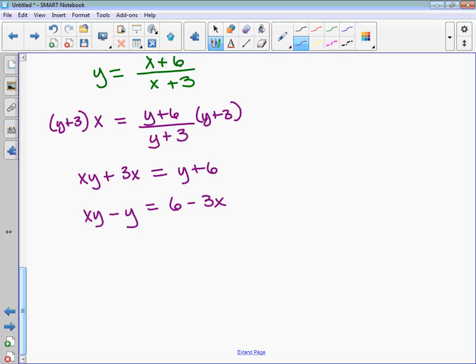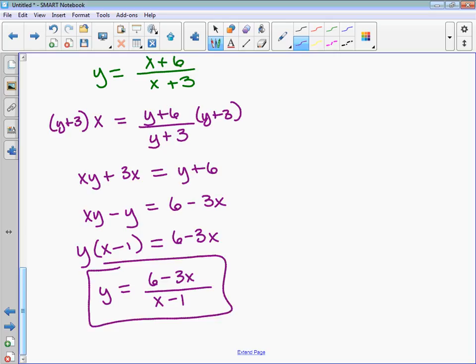Okay, what can I factor out on the left? A y. It should be what you're trying to solve for, okay? So factor out a y. What do I have left in parentheses? X minus 1. So what do you think my final answer of y equals is going to be? Good. 6 minus 3x over x minus 1. That is your inverse of the original function.